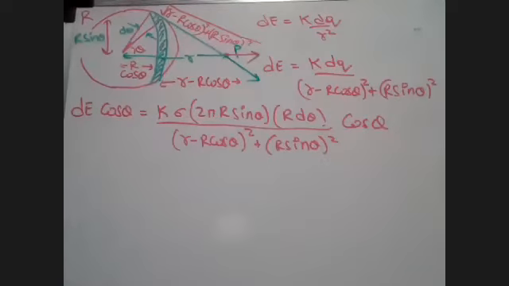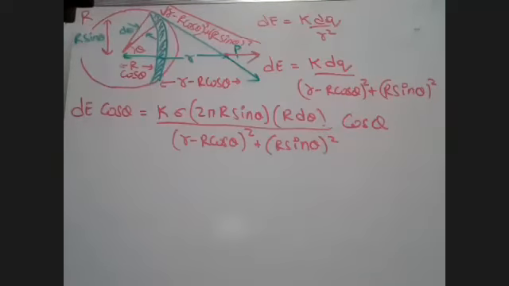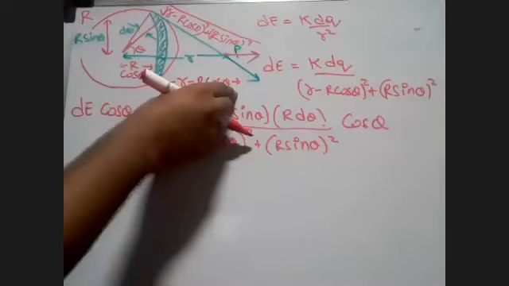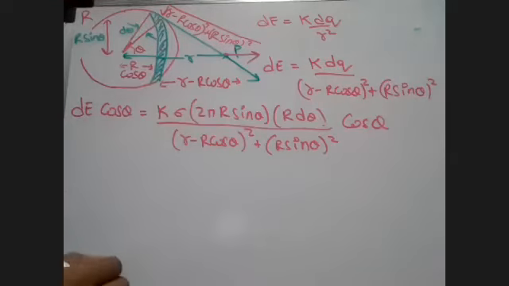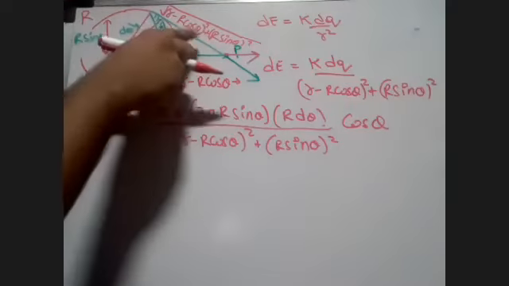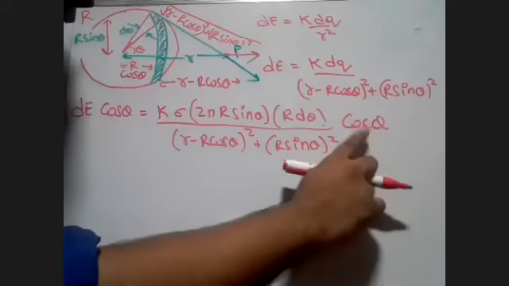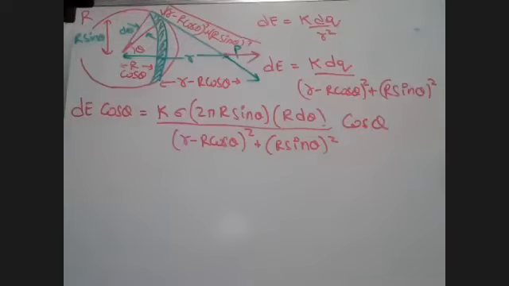Okay, so it's going to be this. It's going to be the addition of r minus R cos theta. And the hypotenuse is the root of (small r minus capital R cos theta) plus (capital R sin theta) whole square. So I will substitute that accordingly in the place of cos theta.